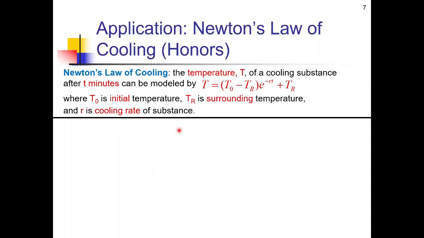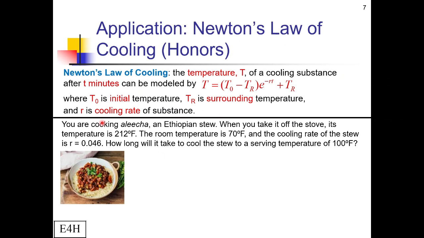So with all of that said, let's look at our problem. Let's say you're cooking some alicha, an Ethiopian stew. Looks yummy. Maybe you've got some of that spongy bread to soak it up with. When you take it off the stove, though, its temperature is 212 degrees Fahrenheit. Definitely not something you want to chomp into. The room temperature is 70 degrees, which seems reasonable. And our cooling rate is 0.046, which I have really no idea what that means. Is that maybe like 4.6%? Sure, let's go with it. We want to know how long it'll take to cool the stew to a serving temperature of 100 degrees Fahrenheit.